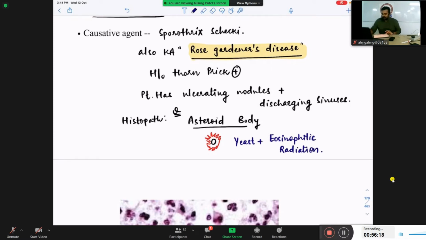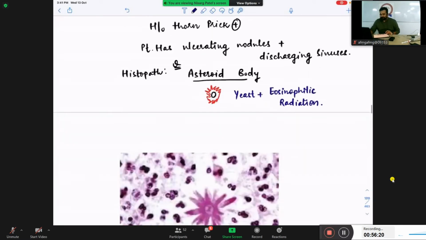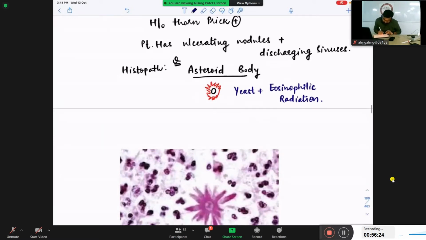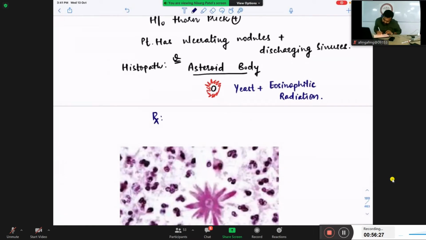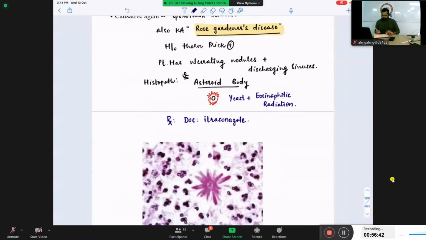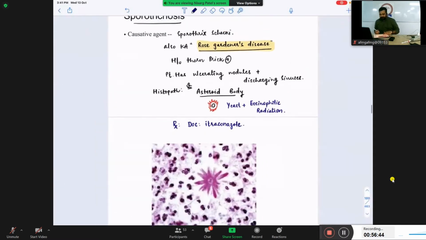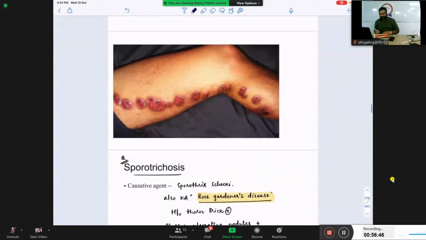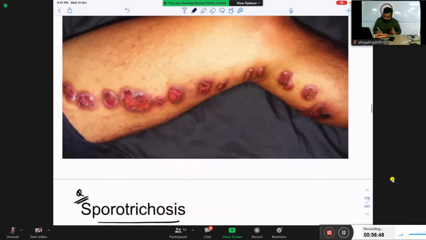Eosinophilic radiation. This body is known as the asteroid body. Drug of choice is itraconazole. Okay. So remember this image. How to identify sporotrichosis?